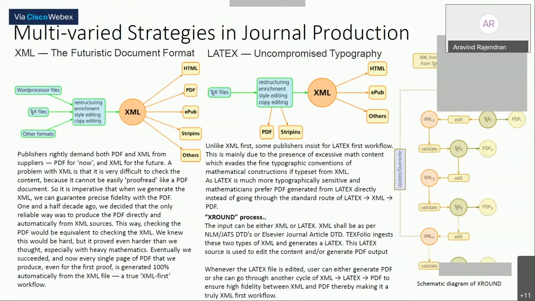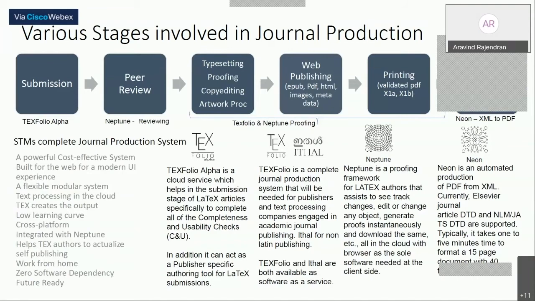So the last session is about online tools. So we'll just move on to that session. If you look at the various stages that are involved in journal production, it starts with submission, then it moves into peer review, then we have the typesetting stage where we have proofing, copy editing, artwork processing, and then the various outputs are generated. In terms of various online tools, this is how the entire online tool portfolio can be split up in terms of how we see it.